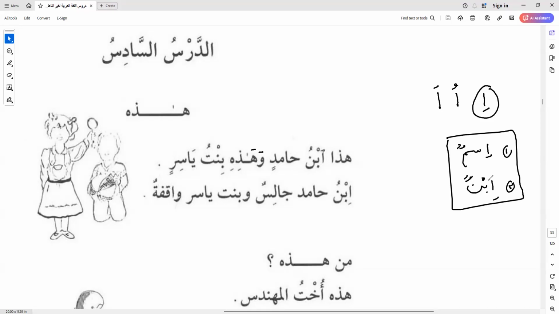And Hamzatul Wasl, if it is starting a sentence like this, must be read as E, even if you don't see the vowel. But if Hamzatul Wasl is with the definite particle al, then it's read as Fatha, al. You don't say E, al. Like al-madrasa, al-madrasatu. This is Hamzatul Wasl here.